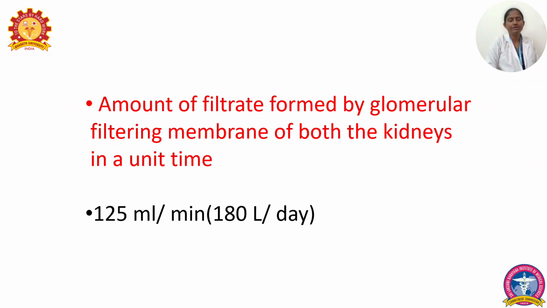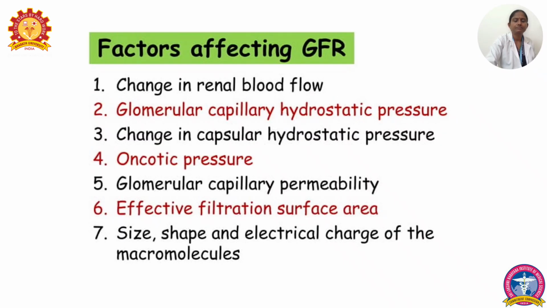So the amount of filtrate formed by the glomerular filtrating membrane of both the kidneys in unit time is 125 ml per minute or 180 liters per day. There are multiple factors which affect GFR.